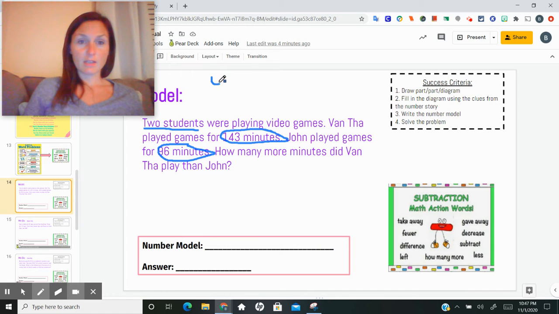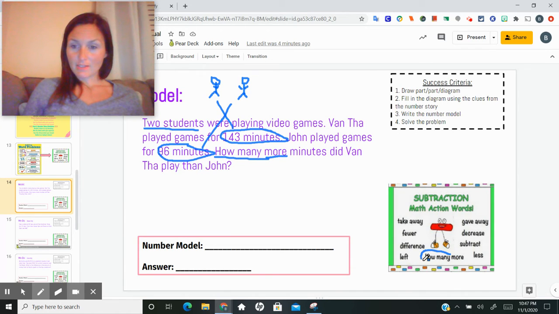So I'm visualizing, here's a student playing, here's Fanta, he's playing a game. And then I'm visualizing, here's John, and he's playing video games. And Fanta's 143, and John's 96. And this is how many more minutes? Well, right here I see that word more. But it doesn't say just more. It says how many more. And I see that word down here, and how many more. So I've looked here. I've figured out what I'm supposed to do. I know I'm supposed to subtract.